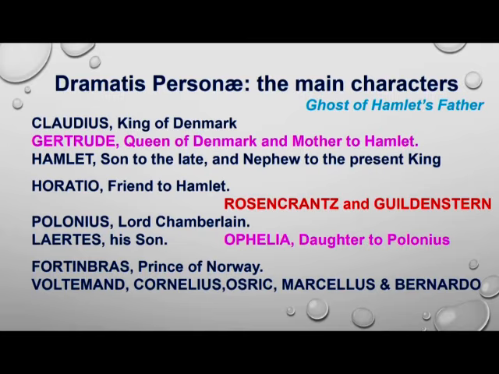When you are looking, I have grouped the characters on the stage on the screen for a particular reason, with Hamlet's family at the top, and Hamlet's only real friend, Horatio. I have put Rosencrantz and Guildenstern into red because they betray Hamlet in the worst possible way. They betray his friendship and they betray his trust.